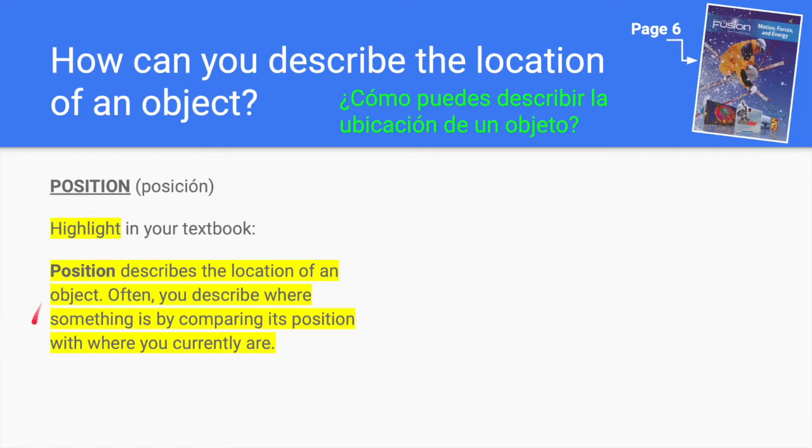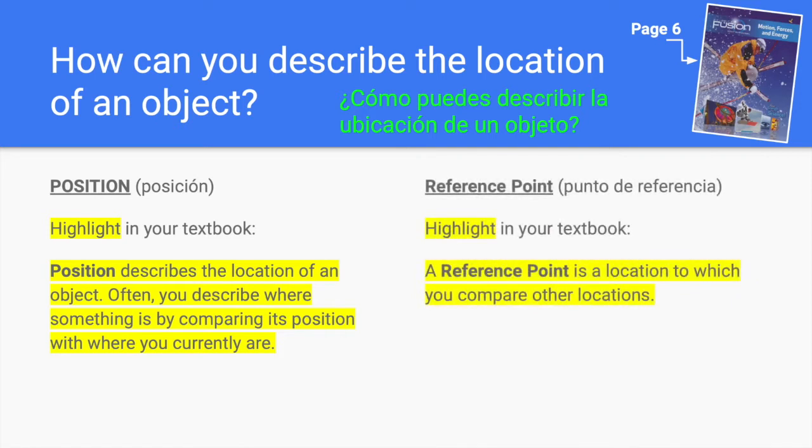Often you describe where something is by comparing its position with where you currently are. That's a very important point for when we're describing the location. But there's one more thing before I ask you a question about this. You're also going to need a reference point. Now highlight this sentence too. A reference point is a location to which you compare the other locations.